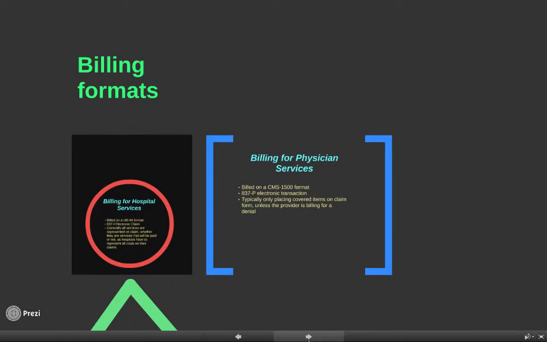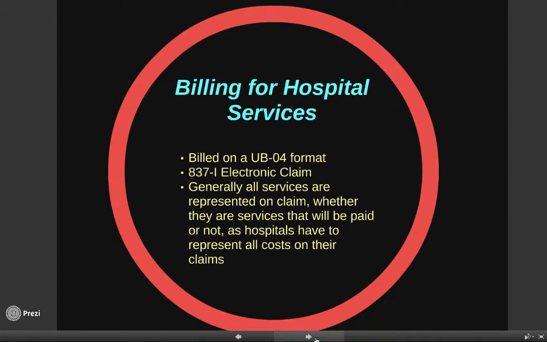So we have, like I said, those two billing formats, that hospital bucket or that physician bucket. That first bucket, the hospital services bucket, is billed on what, way back in the good old days, and most of you probably aren't from the good old days like me, but back in the good old days, we actually used to type claim forms on paper. And when they were typed on paper claim forms, they used to be on what were called uniform bill forms, UB forms.